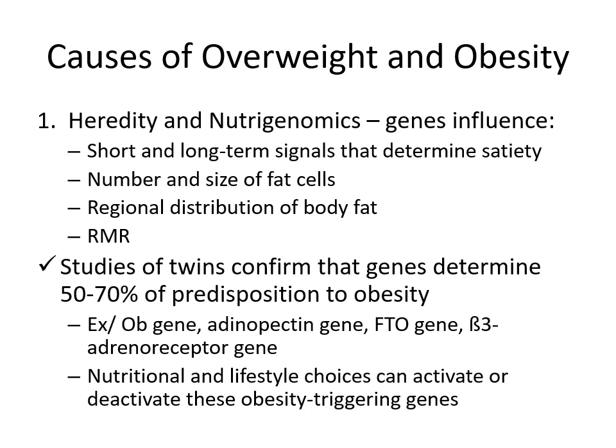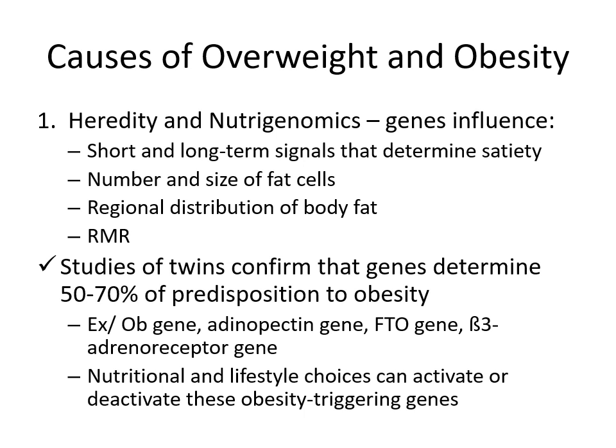Looking at the causes of overweight and obesity, first heredity and nutrigenomics. Here we're looking at how genes can influence short and long-term signals that determine satiety, the number and size of fat cells, regional distribution of body fat, and resting metabolic rate. Studies of twins confirm that genes determine about 50 to 70% of predisposition to obesity.